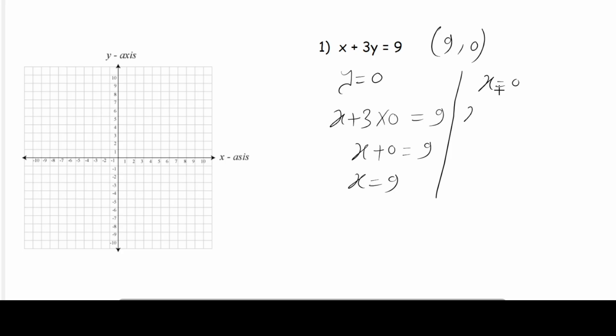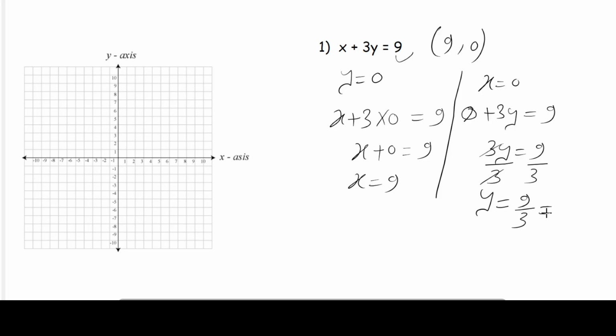So put x equals 0 in the equation, which is 0 plus 3y equals 9. So here 3y equals 9. I'm going to divide both sides of the equation by 3. So here 3 and 3 will cancel out. y equals 9 divided by 3. 9 over 3 gives us 3. So we have the y-intercept, which is (0, 3).